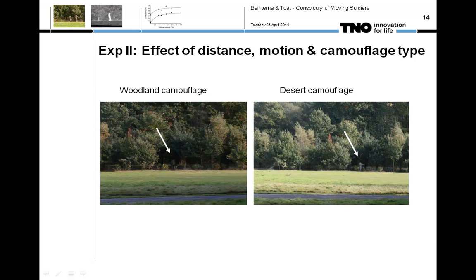In the second experiment, we investigated the interaction between motion, luminance, contrast and viewing distance. Luminance contrast was varied over a large range by dressing the person in a dark uniform, a Dutch woodland one, and in a much brighter khaki-colored uniform, the Dutch desert pattern. The target was located at a fixed position in the shade of the trees. Viewing distances were respectively 80, 60 and 40 meters.